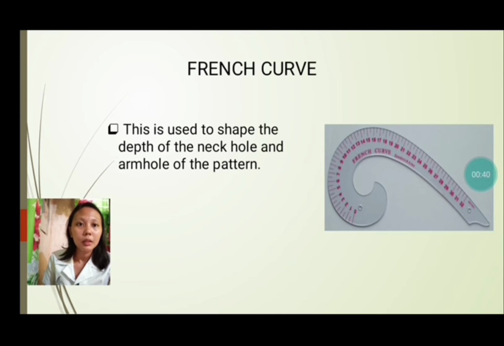A French curve is used to shape the depth of the neck hole and armhole of the pattern. A French curve is usually used if you are going to shape the neck hole and armhole of your blouse pattern. By the use of the French curve, the measurement of the neck hole and armhole will be perfect and exact. The image presented is an example of a French curve.